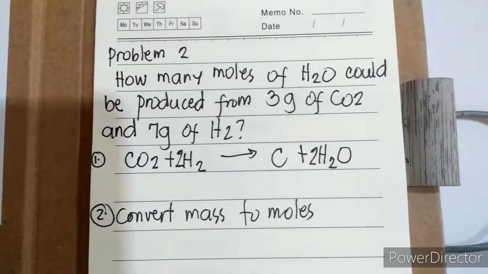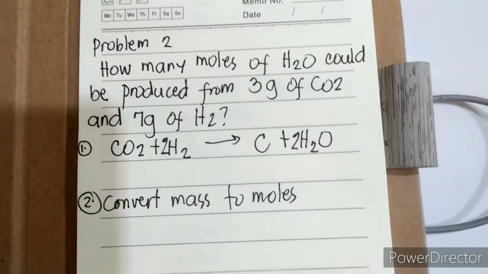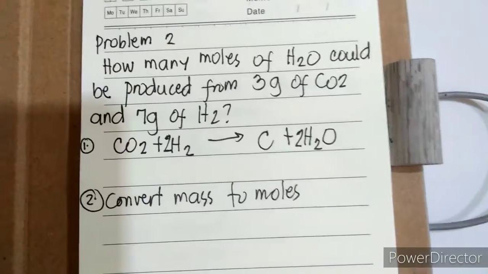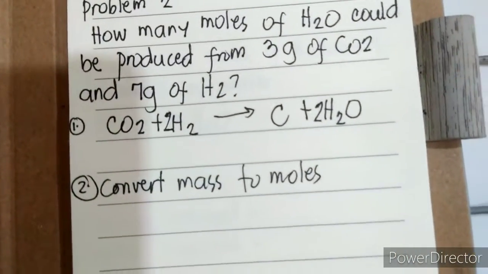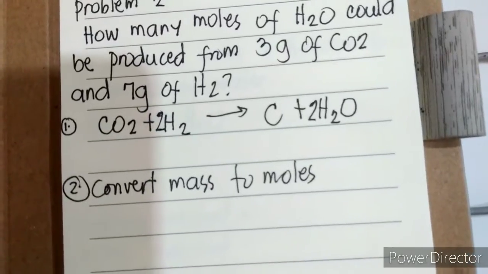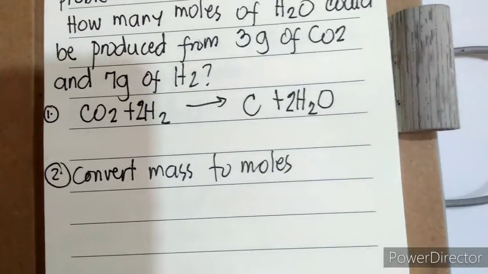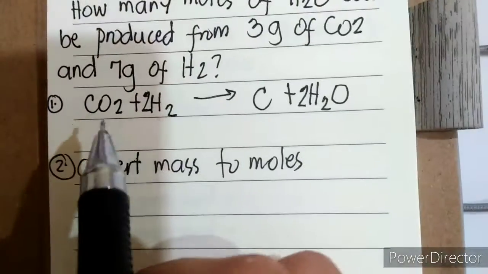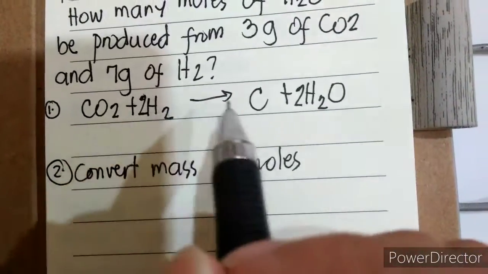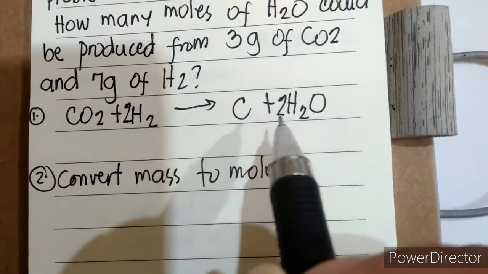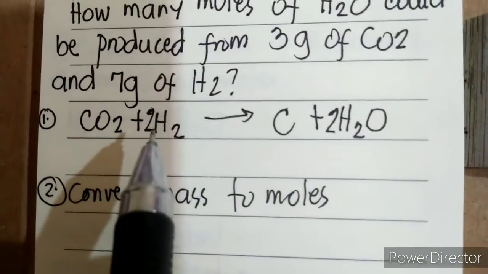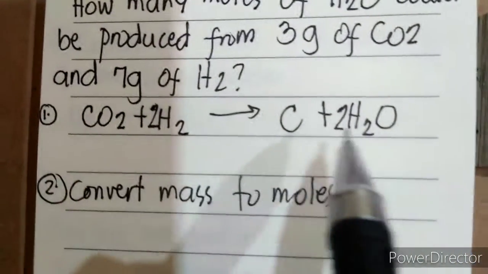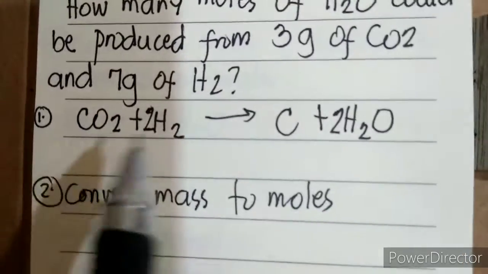So let's have problem number 2. How many moles of H2O could be produced from 3 grams of CO2 and 7 grams of H2? So same process guys. Step 1, you need to balance the chemical equation. In this case, I have already balanced it. Before I balanced it, it was only CO2 plus H2 yields C plus H2O, without the 2s here. So for it to be balanced, I put 2 here and here also 2. So it is now balanced.